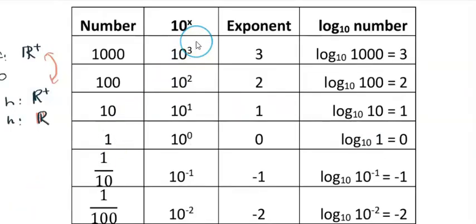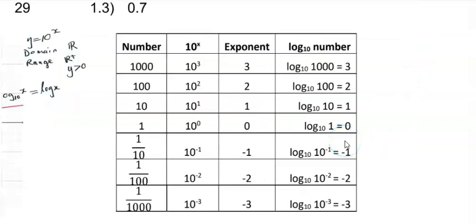What I also did is I listed numbers from 1000 down to 1 over 1000 and wrote each as 10 to the something, where the something is the exponent. For example, 100 I can write as 10 to the 2. That 2, the exponent, is actually the log to the base of 10 of 100. And so 3 is the log base 10 of 1,000, etc. So this helps us to determine other logs.